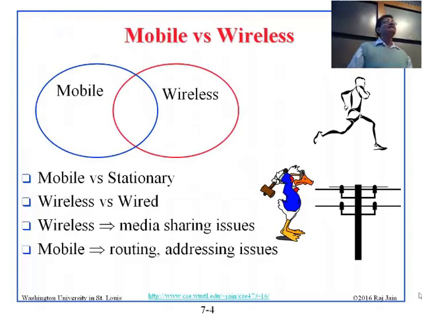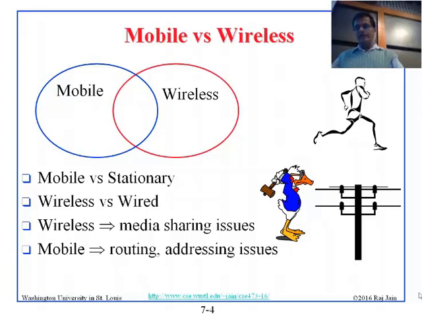So mobile is not the same thing as wireless. Wireless means no wires. If you cut the wires and still communicate, that is wireless. Mobile means you are moving. So you could be moving with a wire. This is wired right now, and I could be moving around, but not going too far. Not very convenient. So it is common that most mobile things are wireless, but that is not necessary.